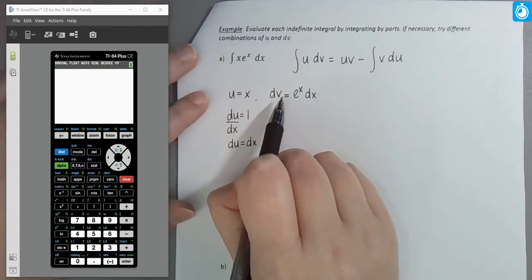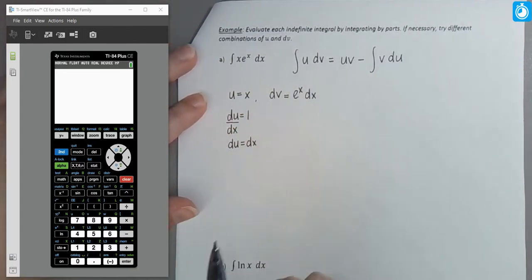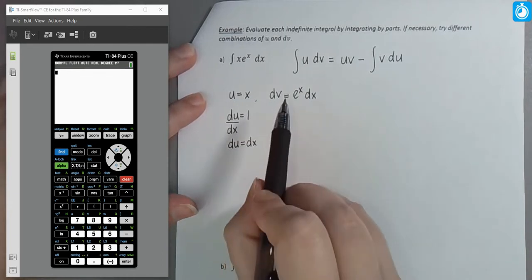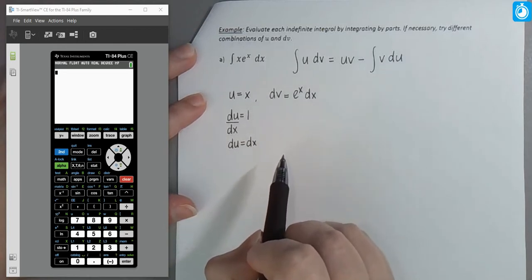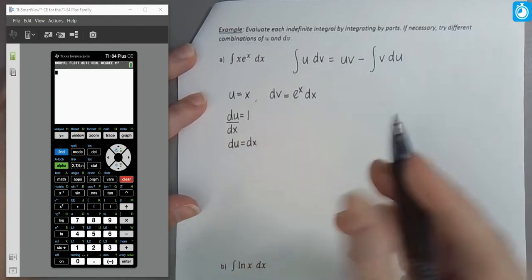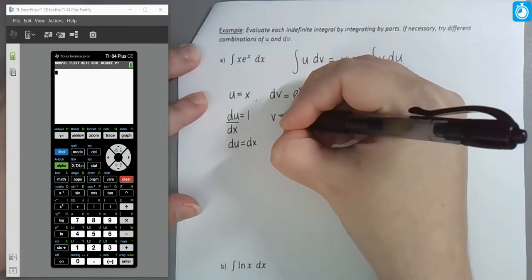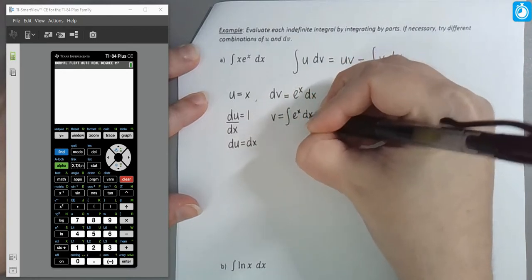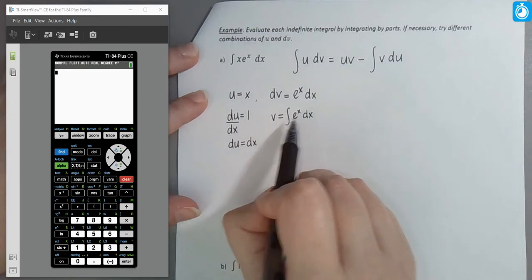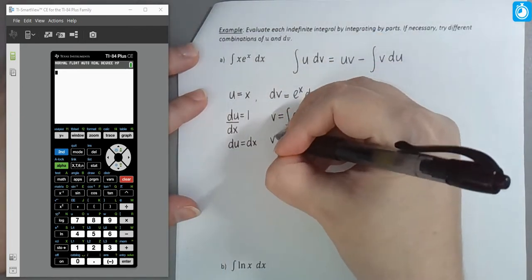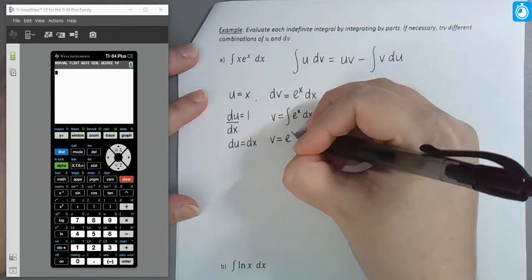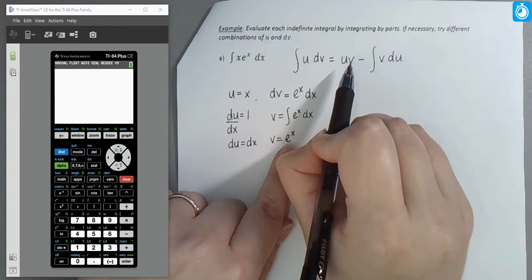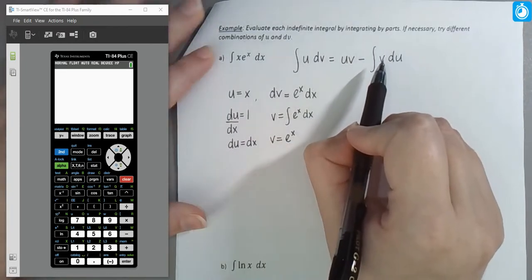If we have dv, think of it as being a derivative. In order to find v, we would need to find its antiderivative. If we have a derivative and we want the original function, we find its antiderivative. So v is going to be the antiderivative of e to the x times dx. Well, we know how to find that antiderivative. It's its own antiderivative, so it's going to be e to the x. So we can now substitute this in place of v, right there, and right there.